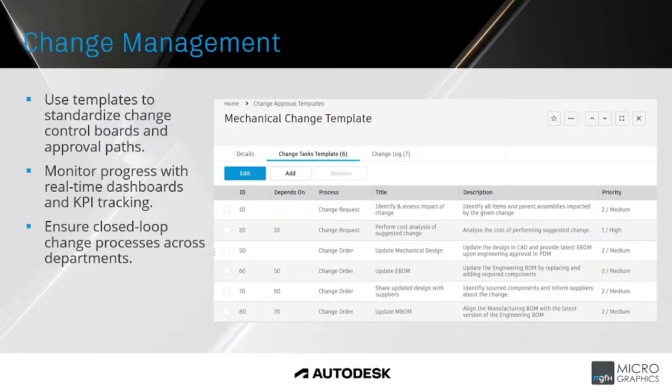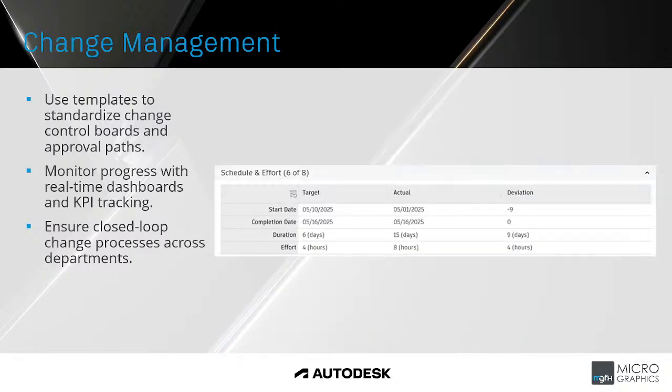And change tasks are assigned with clear responsibilities and deadlines. The completion is validated before the parent process can move forwards, ensuring quality and accountability. So we can see here we have the schedule and effort. We have tracking going, okay, this task was supposed to start at a specific date. When was it actually started? And we see that it was started 9 days early.